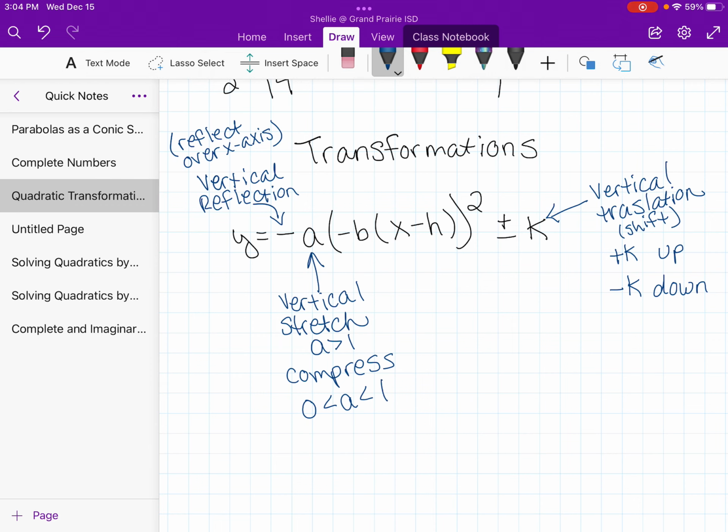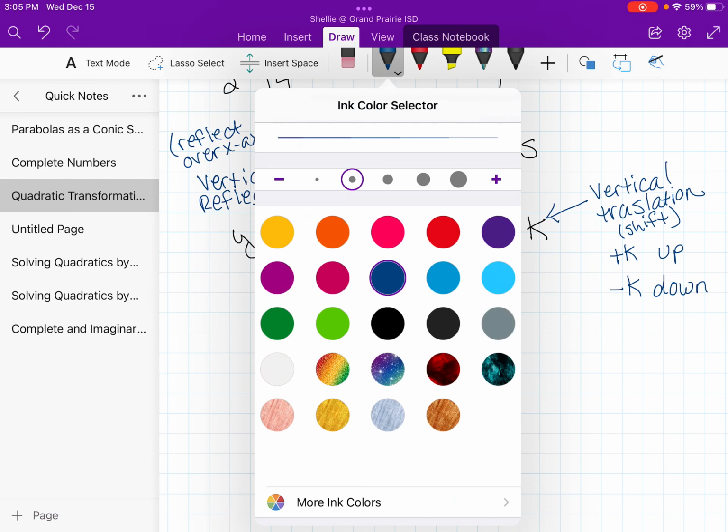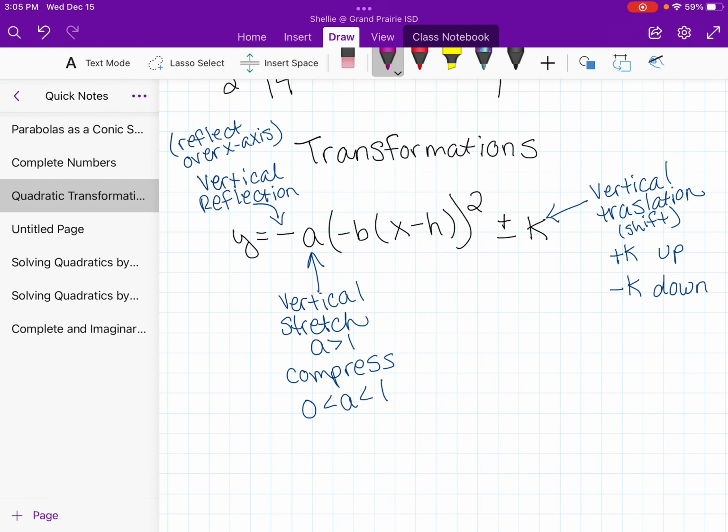Now let's look at what happens in the parentheses, because the things that happen in the parentheses will all be horizontal changes. So let's look at that. So our horizontal changes, if you have a negative right inside the parentheses right here, that would be a horizontal reflection. You'll also see it listed as a reflection over the y-axis. So you'll see it mentioned as that as well.